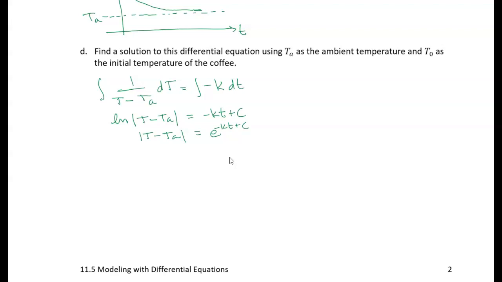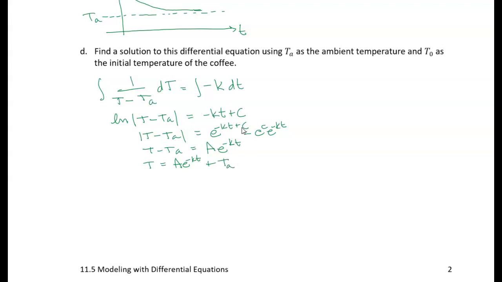And then we can write this as T minus T sub A is equal to, I'm going to make e to the C just a constant A, because this is essentially e to the C times e to the minus kt. So I get A e to the minus kt, okay. And then I want to solve for T, so I'm just going to move that constant T sub A over, so I get T is equal to A e to the minus kt plus T sub A.